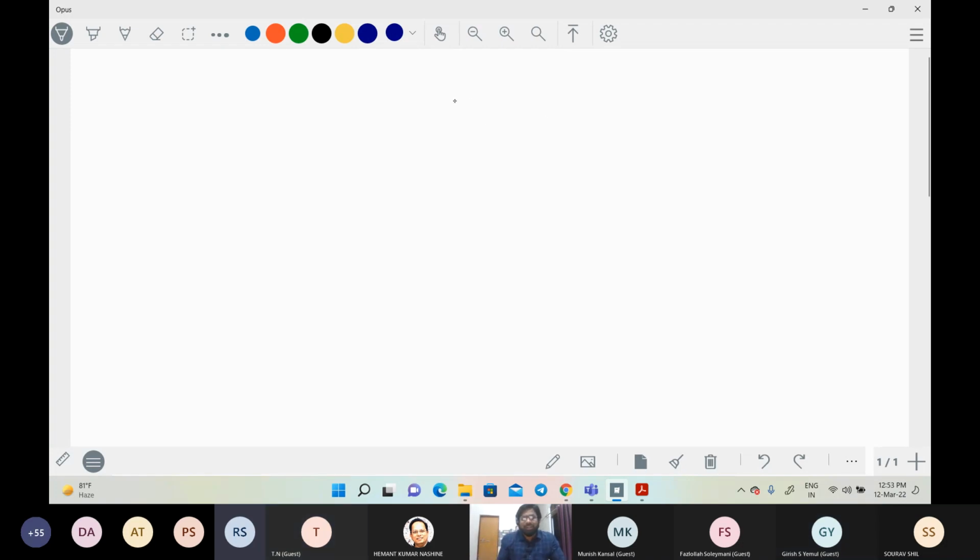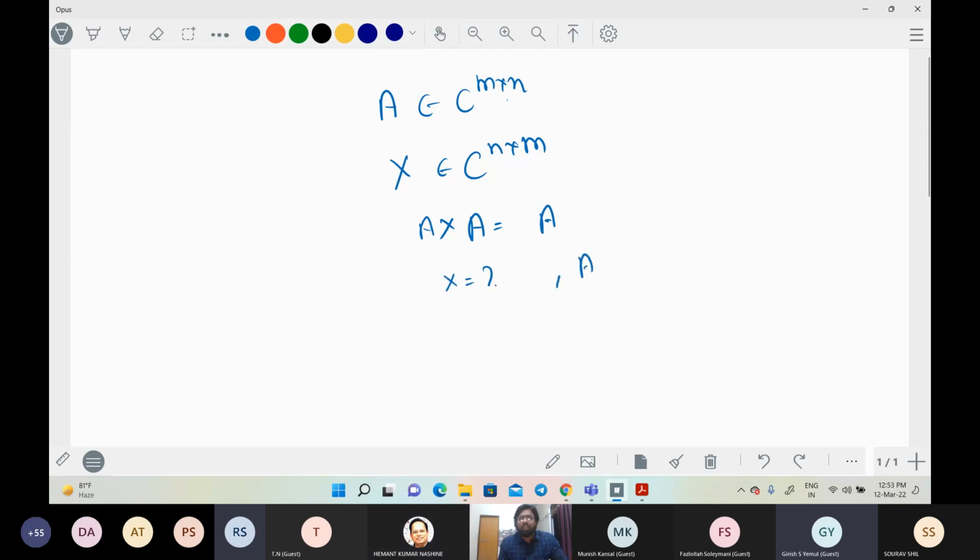What do you expect? Suppose your A is a matrix which is m cross n, and X is the matrix which is n cross m. I'm saying this matrix X is the generalized inverse of A if it satisfies this equation AXA equal to A. Now I'm asking the question: what will be the generalized inverse of A, means what is X for A, if A is a non-singular matrix?